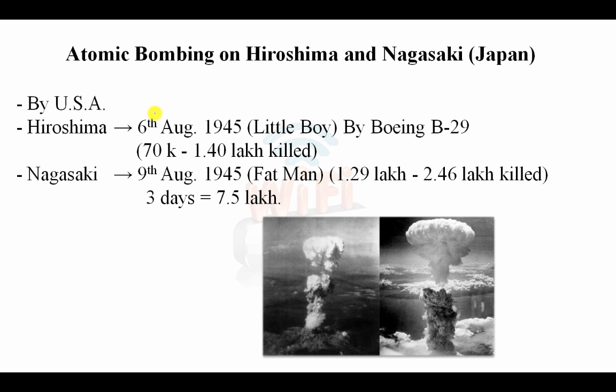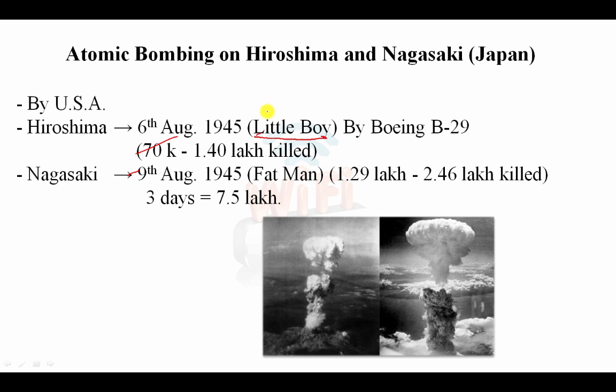And now, the use of the atom bomb. As you understand, atomic energy can also be used to make a bomb, that is the atom bomb. It was used once, in the Second World War by the US. On 6 August 1945, it was dropped on Hiroshima, and the name of that bomb is Little Boy.